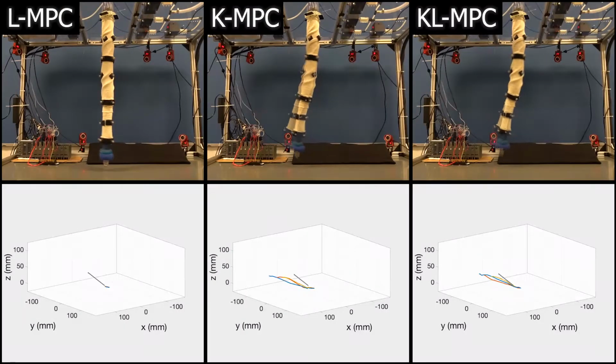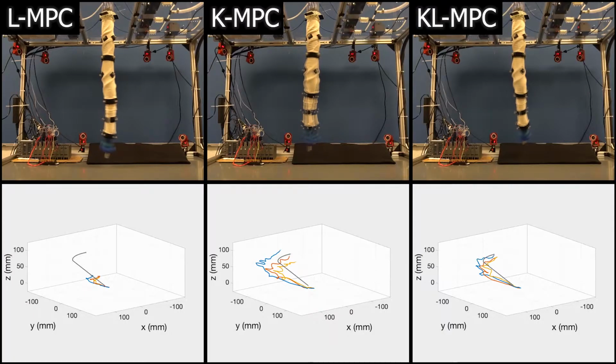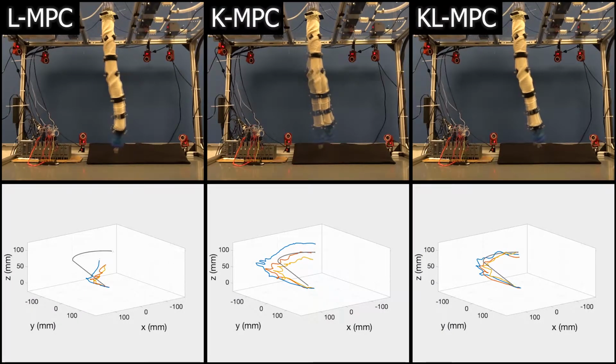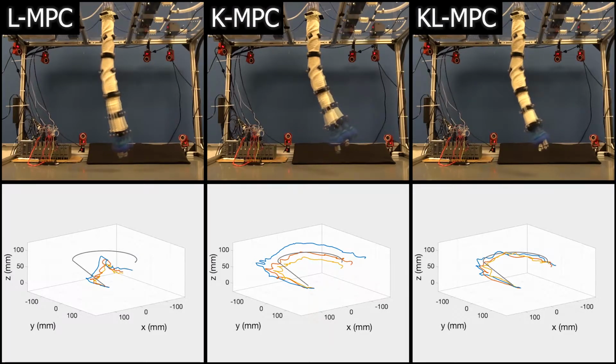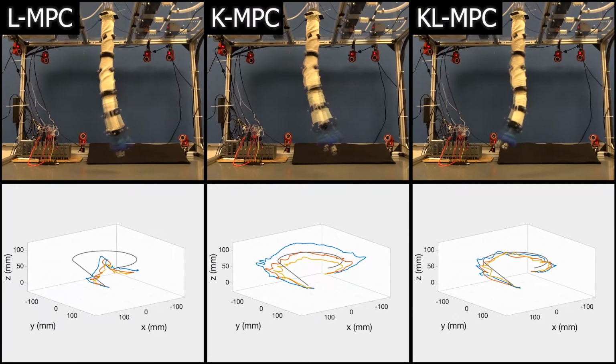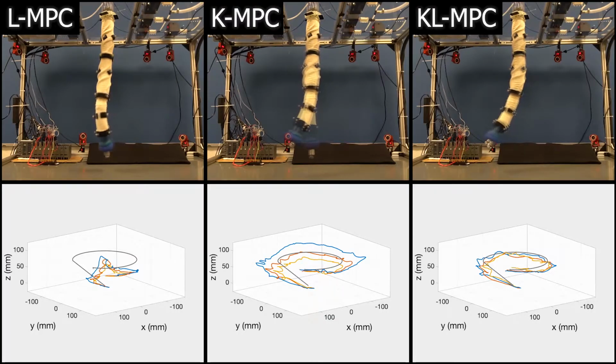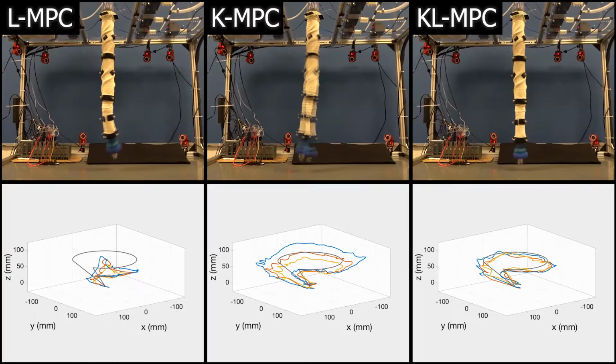For comparison, two other controllers based on models that do not explicitly account for loading are evaluated on this task. We superimpose trajectories for several payloads. It can be seen that our KLMPC controller is far more accurate than the controller shown on the left, and more precise than the controller shown in the middle.